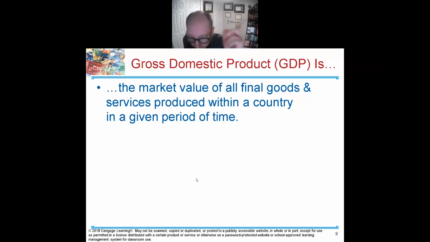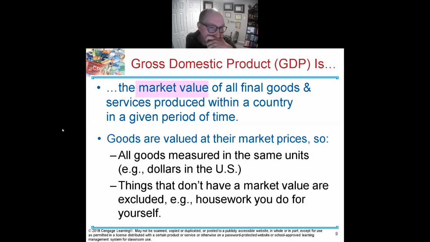Typically, we'll look at GDP as 1 year, 1 full year. It can also be measured quarterly. First quarter, second quarter, third quarter, fourth quarter. Goods are valued at their market prices. Again, it's what they're worth in the open market. Sometimes it's important to also note that the market value is not the same as intrinsic value. We'll talk about that in a little bit.